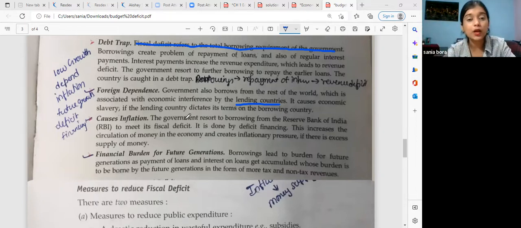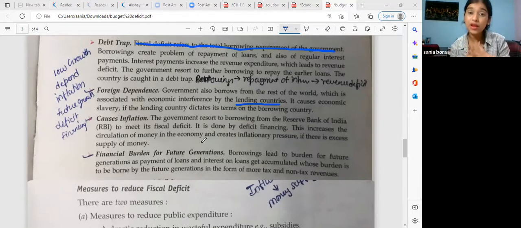So the government is basically dependent on borrowing from the Reserve Bank of India to meet its fiscal deficit. It is done by deficit financing. This increases the circulation of money in an economy and creates inflationary pressure if there is an excess supply of money. This is a story basically. Government will be going to the RBI saying that I want money, and the RBI will be giving the money, right? So now lots of money will be there. People have lots of money right now.